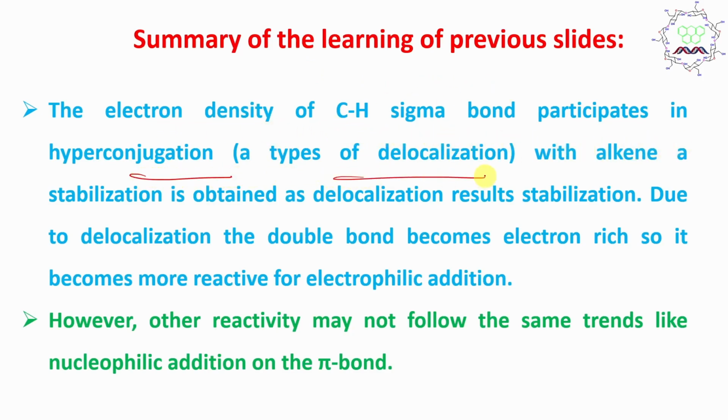So overall, what summary we learned is that the electron density of this CH sigma bond participates in hyperconjugation, a type of delocalization with this alkene, and stabilization is obtained as a result of such delocalization. Because delocalization results in stabilization, and because of this delocalization, the double bond became electron rich, so it became more reactive for electrophilic addition. So because of hyperconjugation, it got delocalization, got stabilization, and because of this it became electron rich, so it became reactive for electrophilic addition reaction.